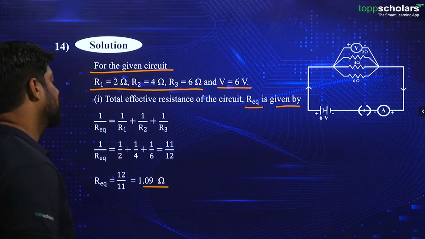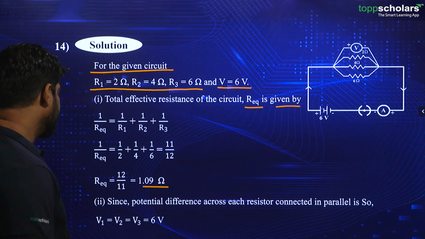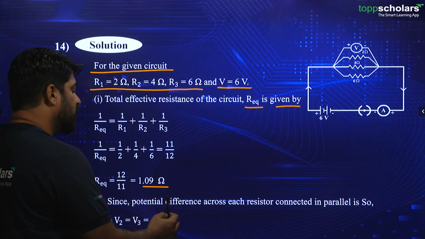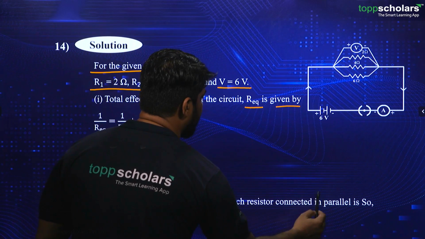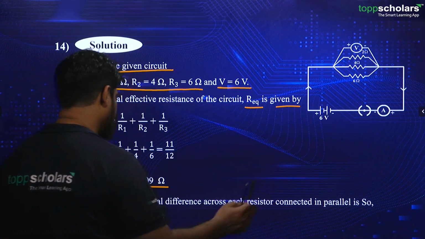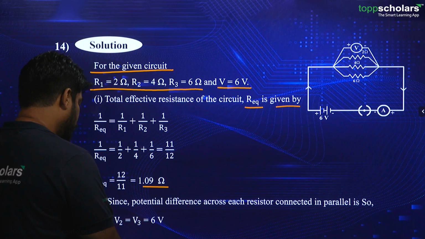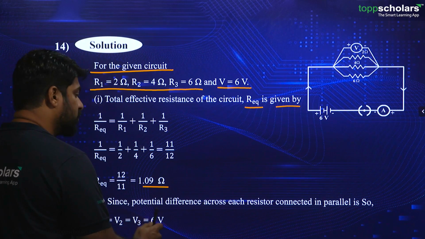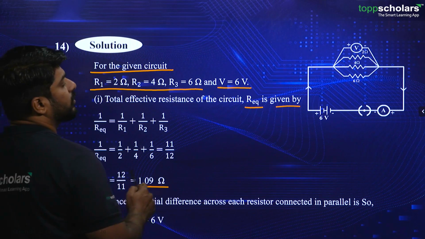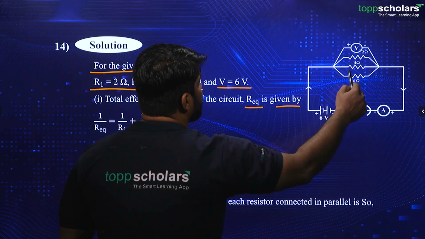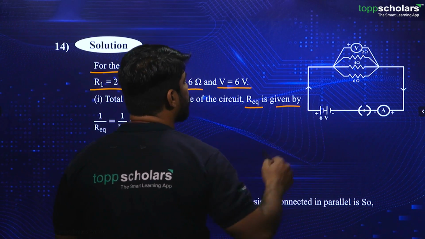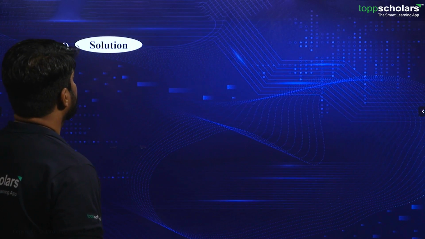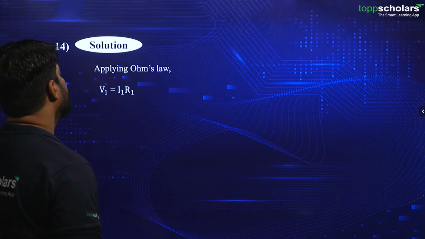1.09 ohms. Okay, and then the potential difference across each resistor connected in parallel is the same, therefore V1, V2, V3 is equal to 6 volt. Since it's a parallel combination, each resistor will get the same voltage. Okay, now moving on, applying Ohm's law.